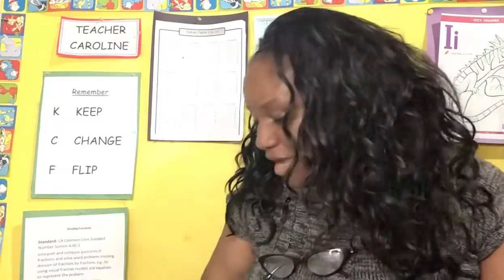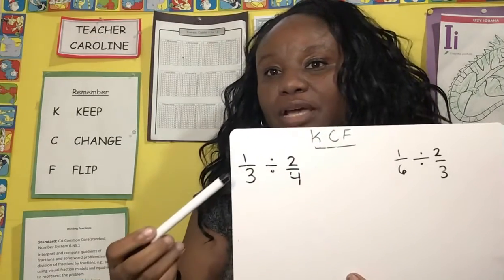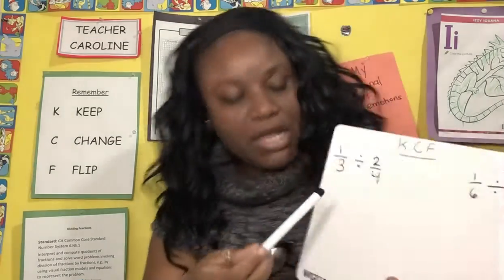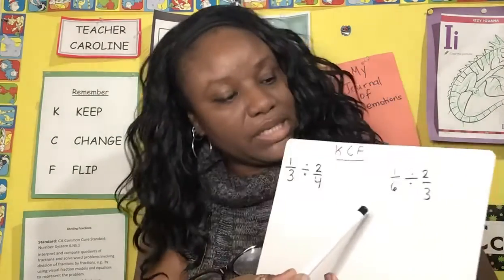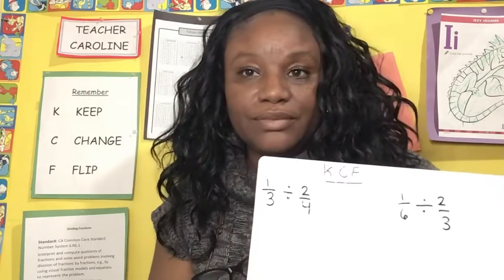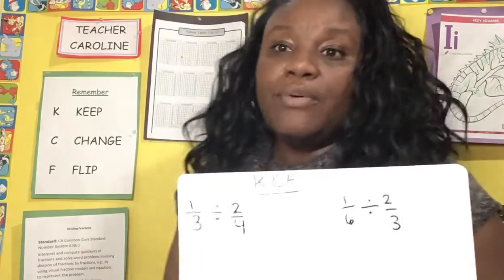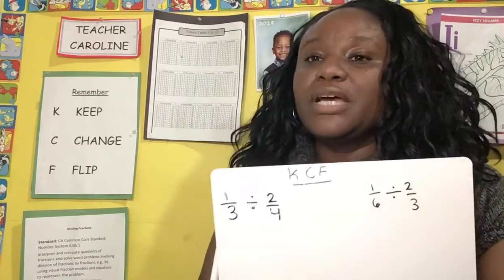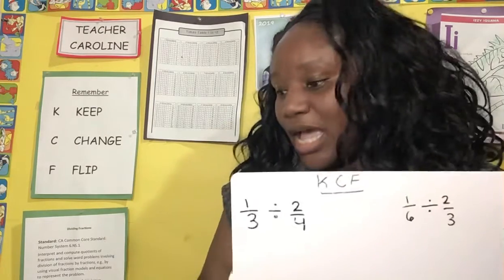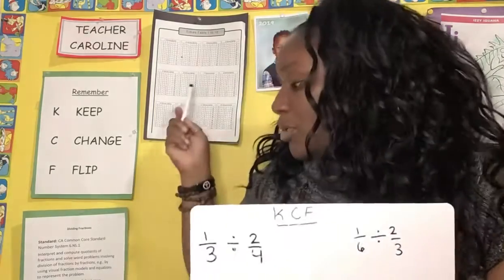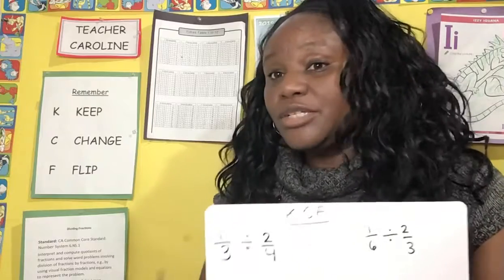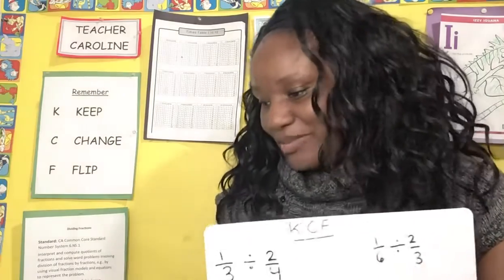What I'm going to do now is I want you to take this time to work through some problems. Write down 1/3 divided by 2/4. Also write down 1/6 divided by 2/3. Work on these independently. If you're having a little trouble, remember the multiplication chart, the graphic organizer with steps, or you can just follow along with me. Okay.